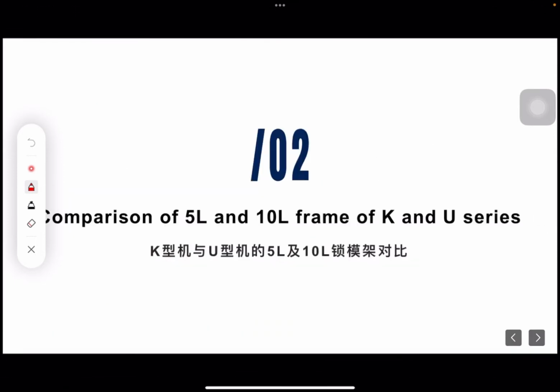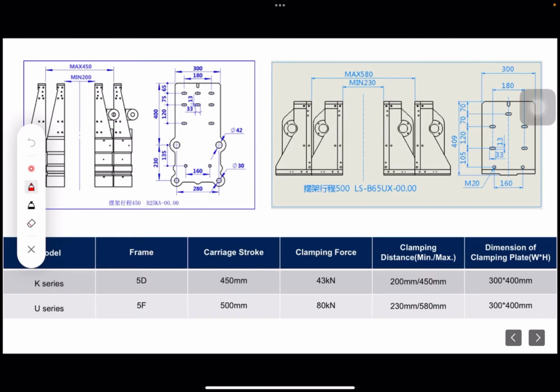And here we come to the second part, the comparison of 5 liter and 10 liter frame of K and U series. First, as you can see, there are 2 pictures of clamping place. And first, I want to teach you how to figure out which one is K and which one is U series. Let's come to the left picture first. And here's 4 tie bars, right? So, apparently, K series.